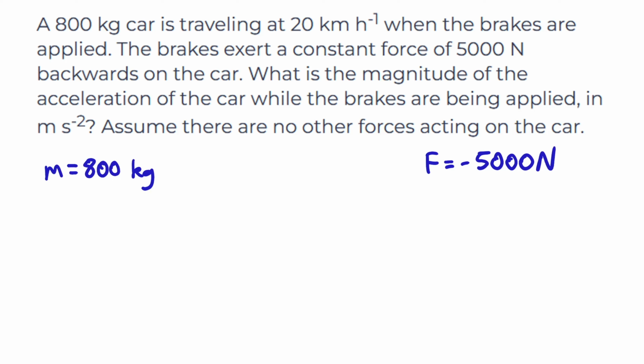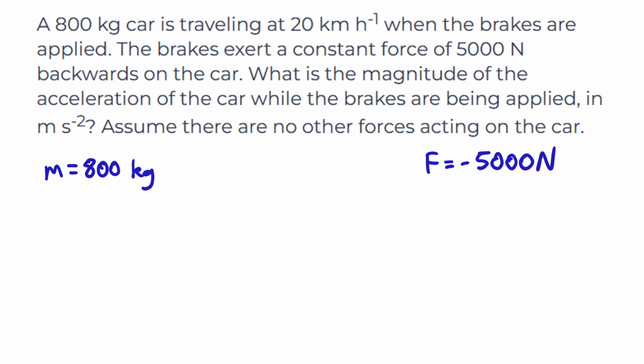So the equation that contains a, m, and F is the same equation as before, F equals ma. We need to rearrange for a. We can divide both sides by m. If we do that, we get a equals F over m.